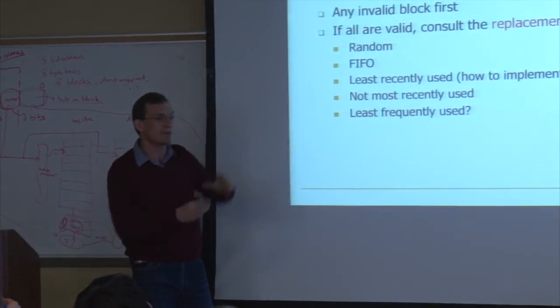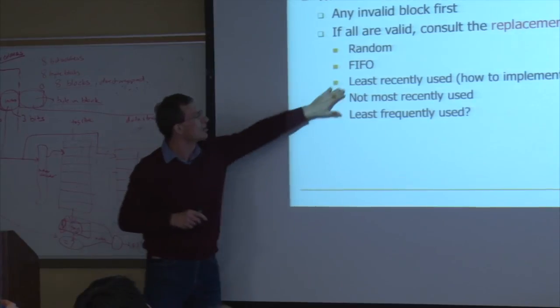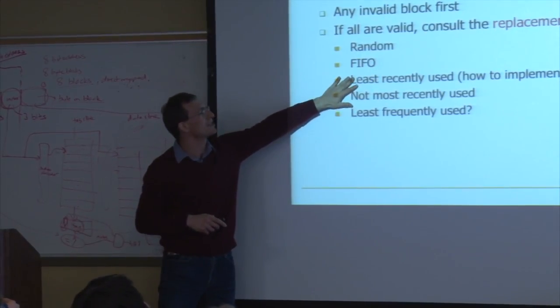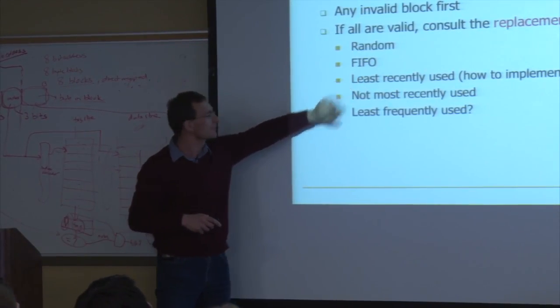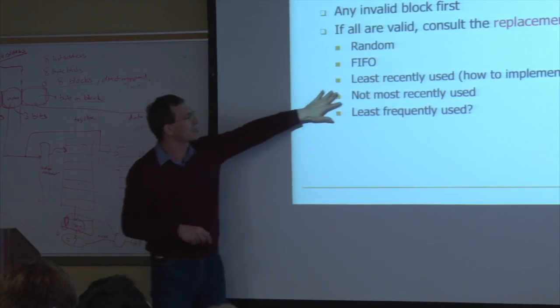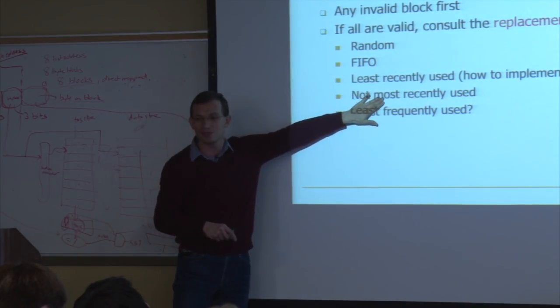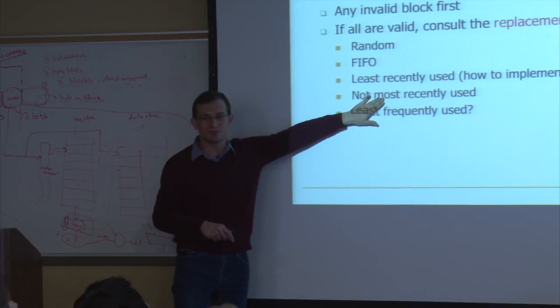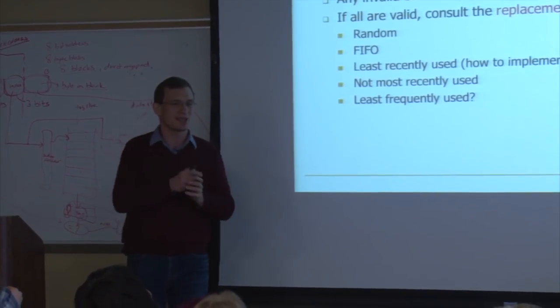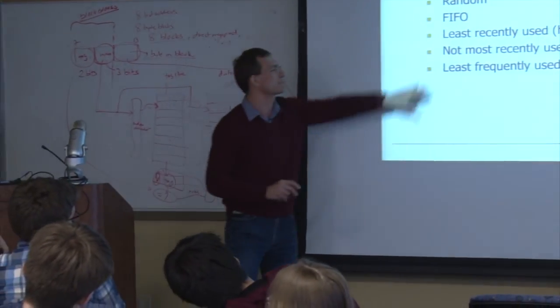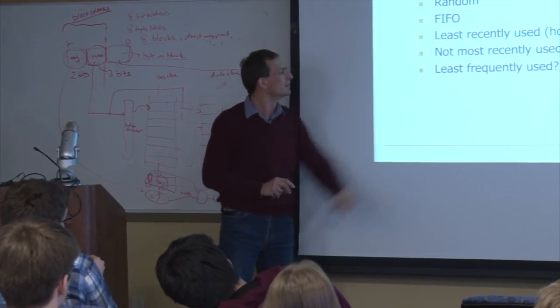It actually becomes more complex as the associativity increases. So many modern processors implement an approximation of least recently used. Actually, newer processors have even more sophisticated mechanisms. But not most recently used is one of them. Don't evict the most recently used, and randomly pick among the other ones. This is an approximation for least recently used.